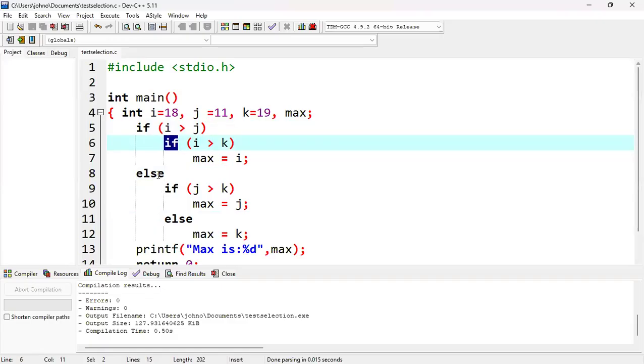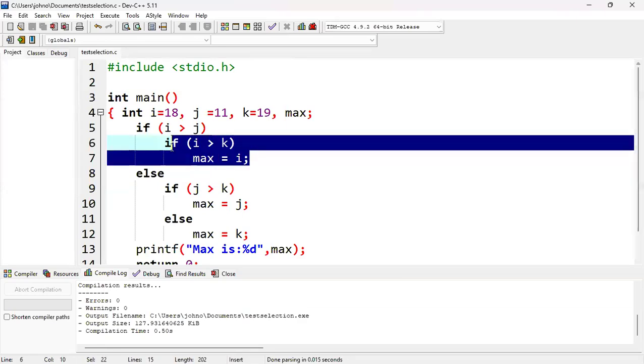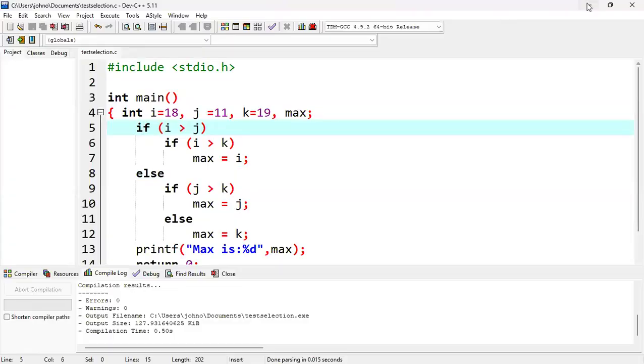Because of that, this else does not belong to this if. This else belongs to this if. So if we want to avoid it, we have to put this in a compound statement. By putting from the if to the max in a compound statement, this entire part belongs to this if. And since it is closing here, it can't claim the else anymore. So the else belongs to this if.